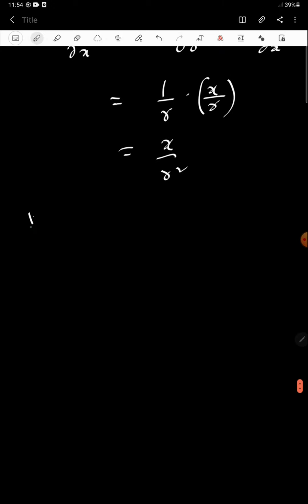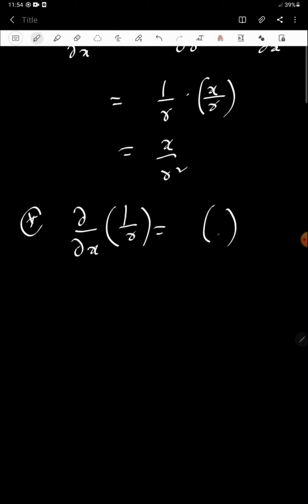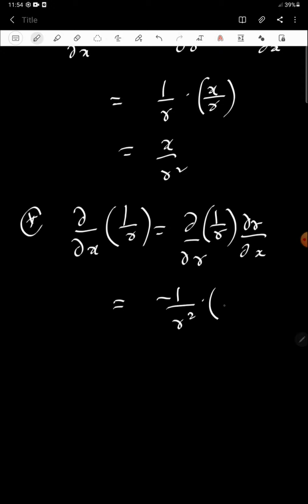Suppose I am in need of dou by dou x of 1 by r. Then what I do is, this same 1 by r, I first differentiate with respect to r and then r with respect to x, chain rule. So I get it as equal to minus 1 by r square into x by r. That is going to become minus x by r cube.